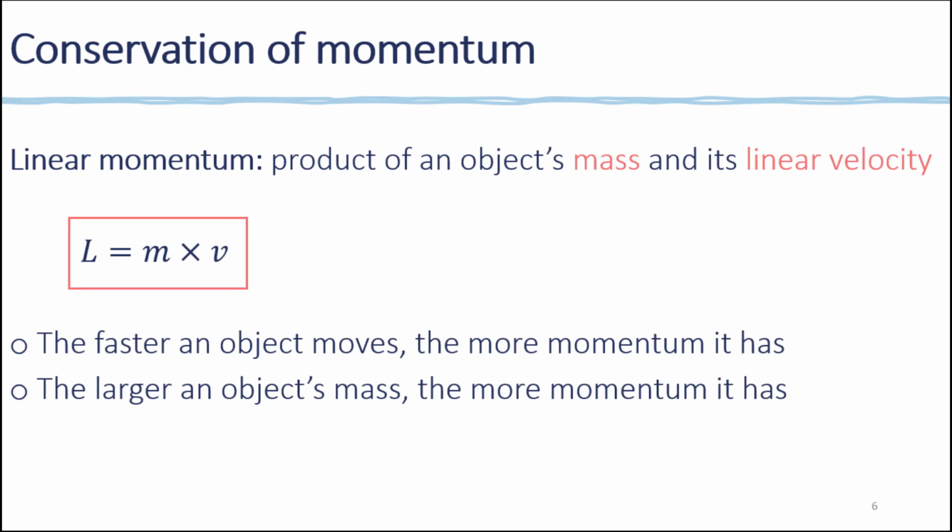Newton's first law of motion provides the basis for what we call the principle of conservation of momentum. So if we just start by defining momentum, it's the product of an object's mass and its linear velocity. So linear momentum, which we use the letter L here because we're running out of letters, is equal to mass times linear velocity. So the faster an object moves, the greater its velocity, the more momentum it has. And likewise, the larger an object's mass, the more momentum it has. And that's just because of this relationship here, this equation.